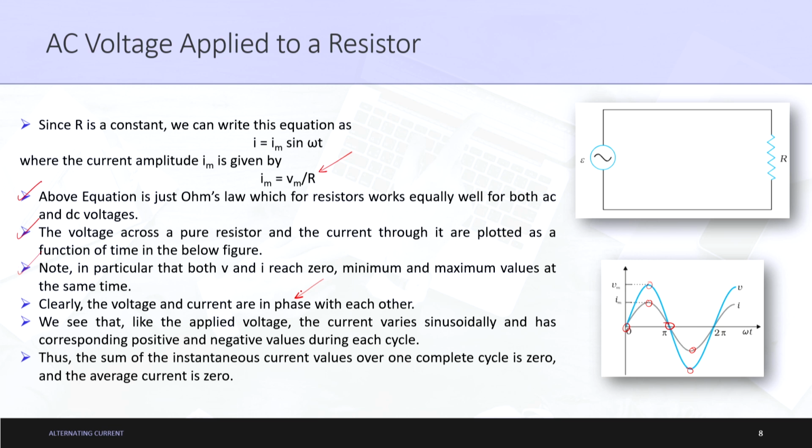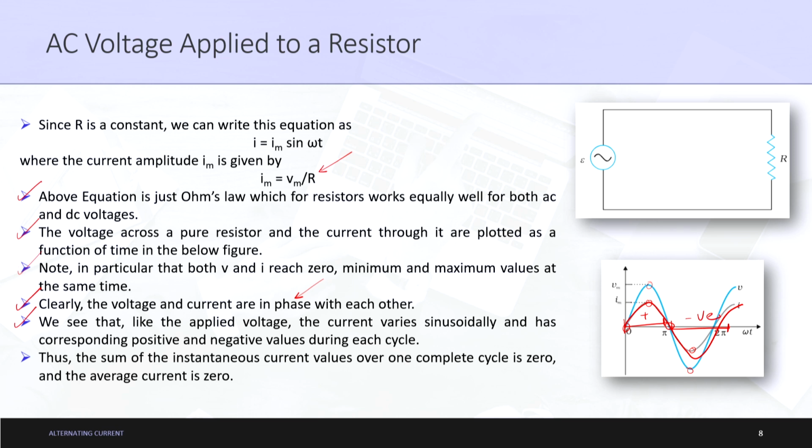What if something is not in this sequence or form? Then we say that current and voltage are out of phase. So, this was the simple definition of what is in phase and what is out of phase. Now, we see that like the applied voltage, the current varies sinusoidally. Quite evident, the current has corresponding positive and negative values during each cycle. During this cycle it is positive, during this cycle it is negative.